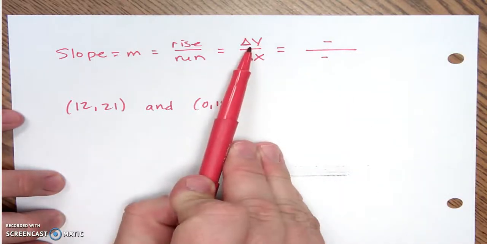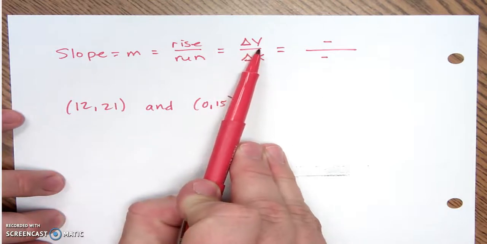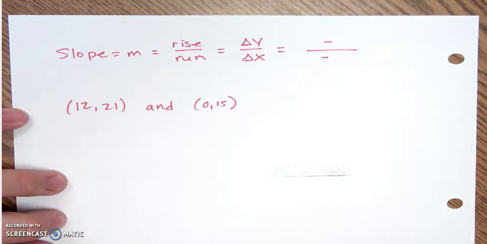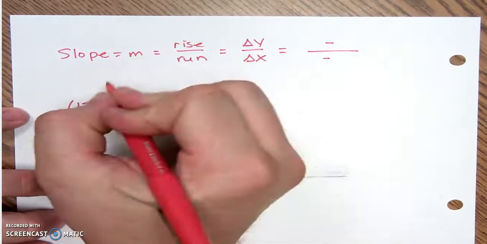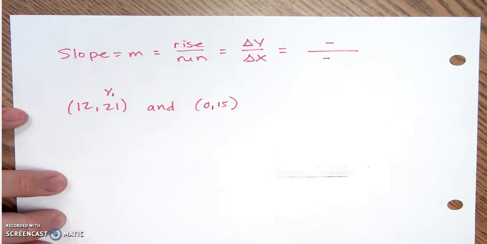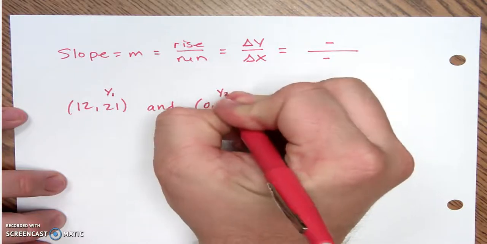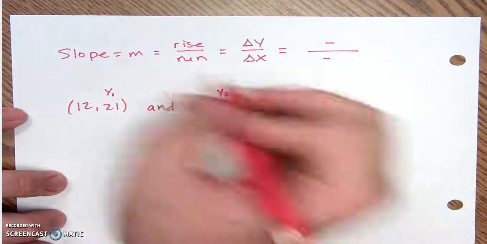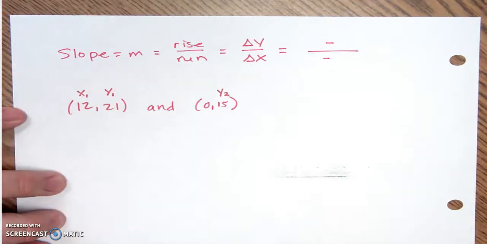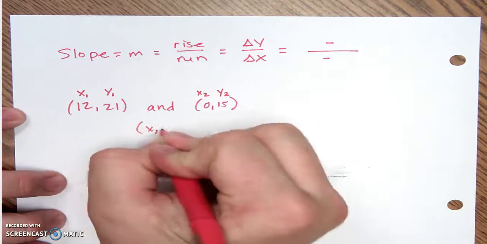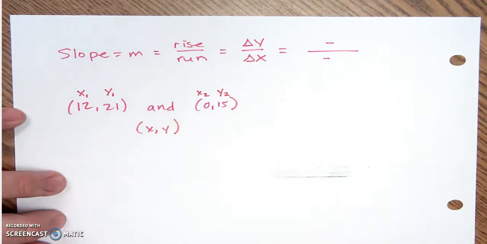We're talking about change in y. We're going to need to subtract the y values. Now, to keep this the same and make sure we do this right, we're going to label the y values. We're going to say 21 is y sub 1. We've used this sub thing before, and that just means it's the first y point. And 15 is y sub 2. We're going to do the same thing with the x points. 12 is x sub 1, and 0 is x sub 2. Remember, ordered pairs are written x comma y with the x value first.